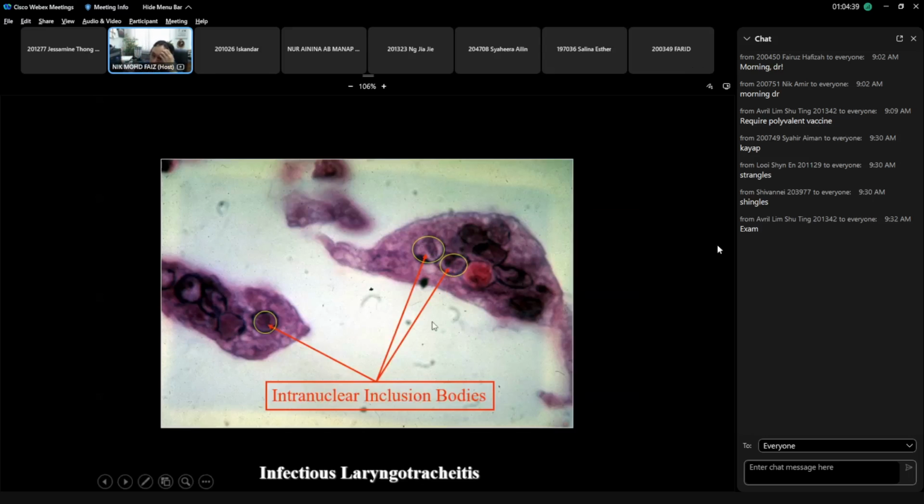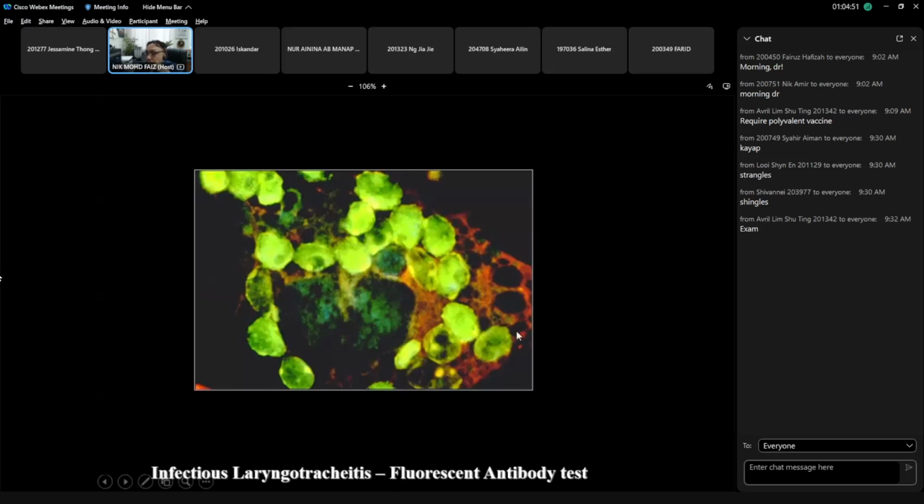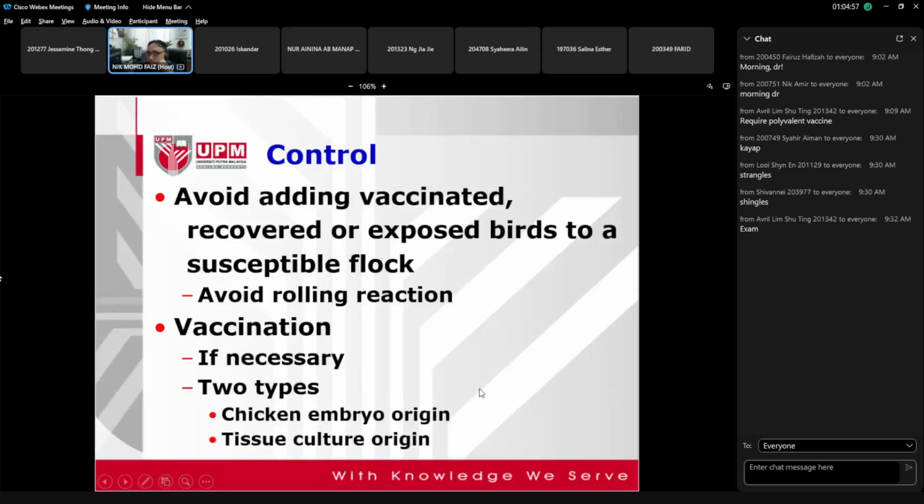Okay. This one pun, ni kalau CAM lah, choroid allantois membrane. Kalau you infect the eggs with choroid allantois membrane, you see the plaque. Biji-biji. And then you can, if you do fluorescent antibody, you expect to see all the antigen, the virus. Okay, for control is easy.